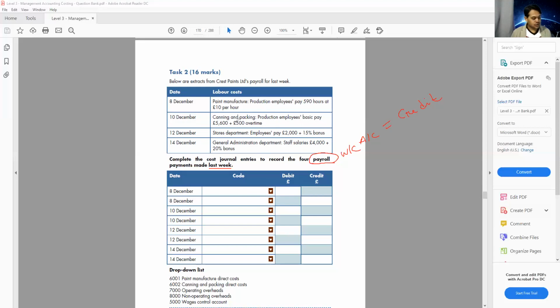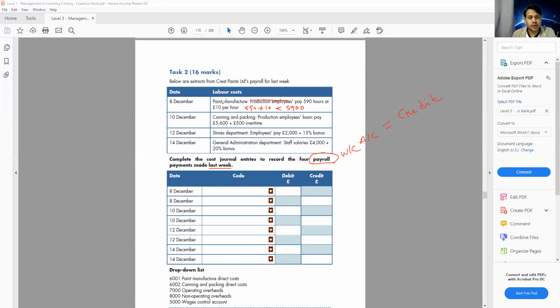Let's read the question now. So we have here the date and the labor cost. So 8th of December, paint manufacturer, production employee pay 590 hours at £10 per hour. Well, that's easy. How much will be the total? 590 times 10 per hour. I would say I'll just add one more zero. So 5,900. That's my production employee, that's my wages and salaries for the production.